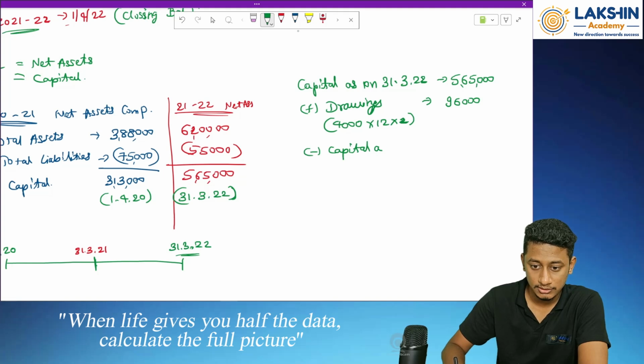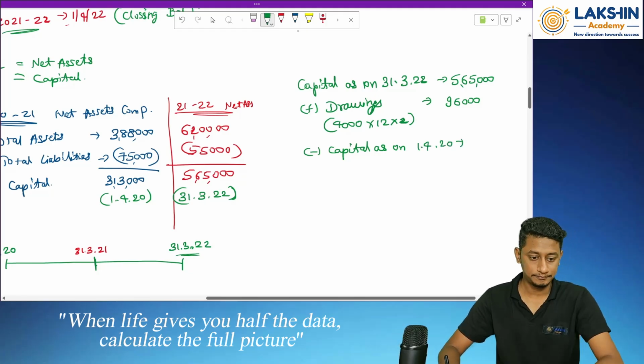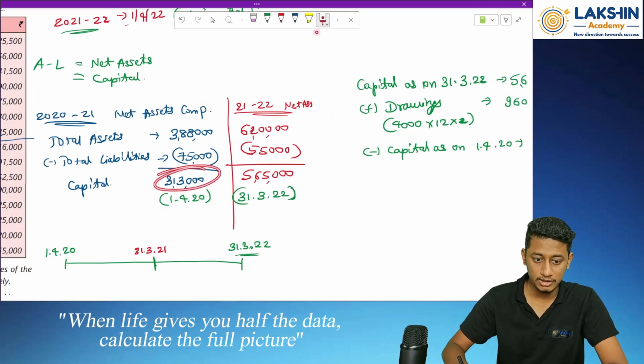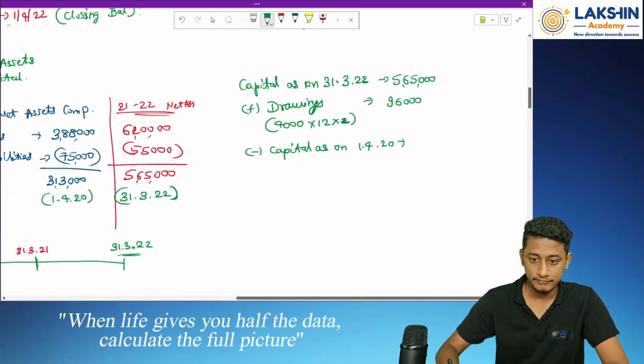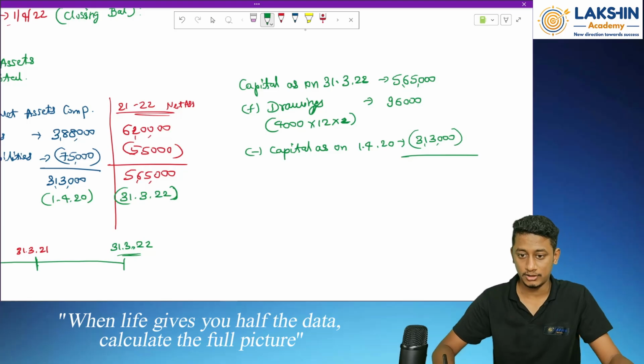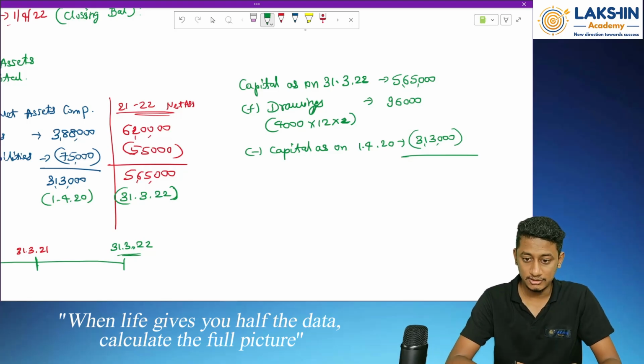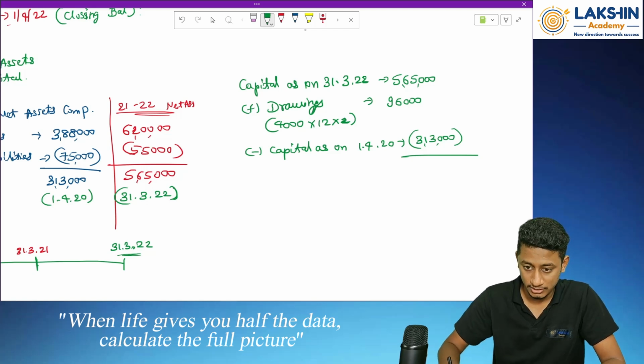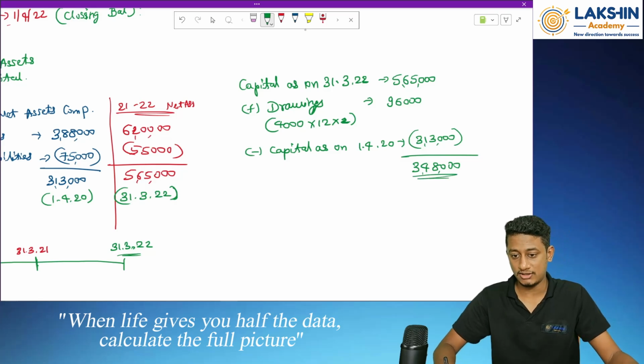Then less capital as on 1/4/20. That is how much? I found it out over here: 3,13,000. So now 5,65,000 plus 96,000 minus 3,13,000. That would give me 3,48,000.